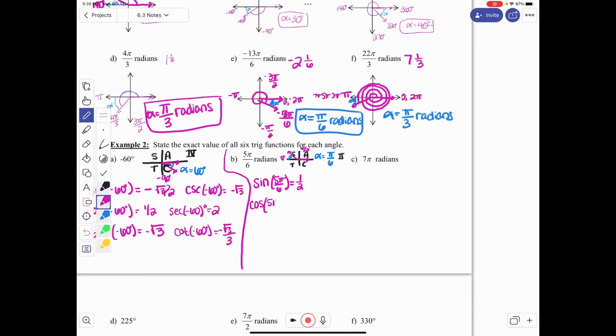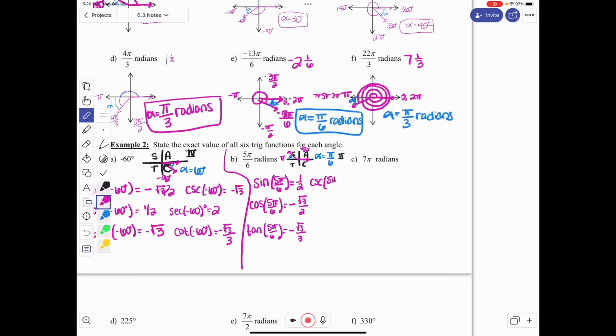Cosine of 5 pi over 6, so I'm actually looking up the cosine of pi over 6. It's going to be a negative. I'm going to make it a negative, but when I see it, it's square root of 3 over 2. Tangent of 5 pi over 6, and I'm going to go ahead and put my negative down so I don't forget it. But I'm looking up the tangent of pi over 6, square root of 3 over 3.